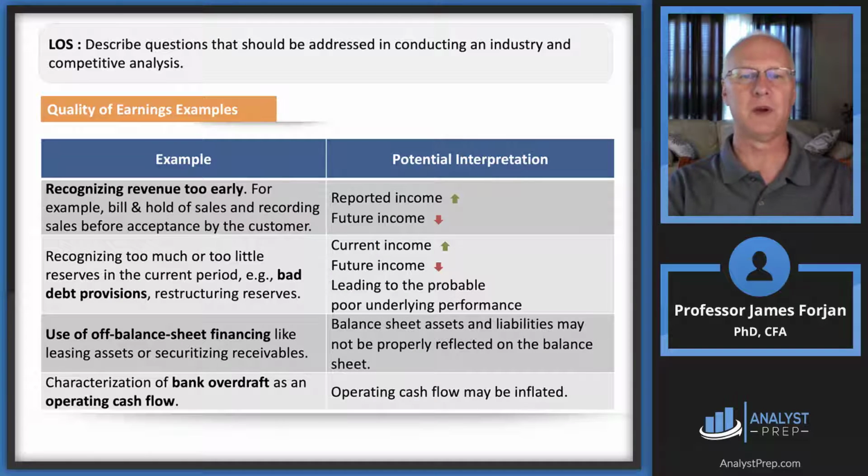Here's some examples. We probably did this in a previous reading. Recognizing revenue too early, of course, recognizing too much or too little reserves, using off-balance sheet financing. Oh boy, we like that with those special purpose vehicles. And then look at that last one there. That's almost comical, using a bank overdraft as an operating cash flow.